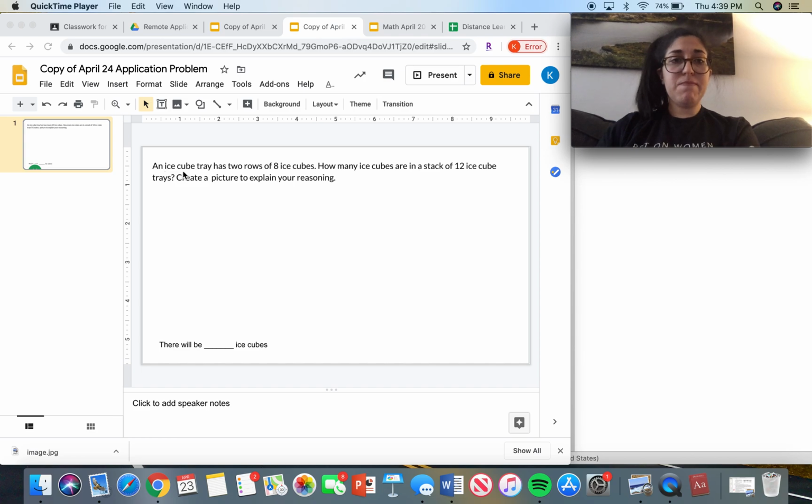So it reads, an ice cube tray has 2 rows of 8 ice cubes. How many ice cubes are on a stack of 12 ice cube trays? Create a picture to explain your reasoning.